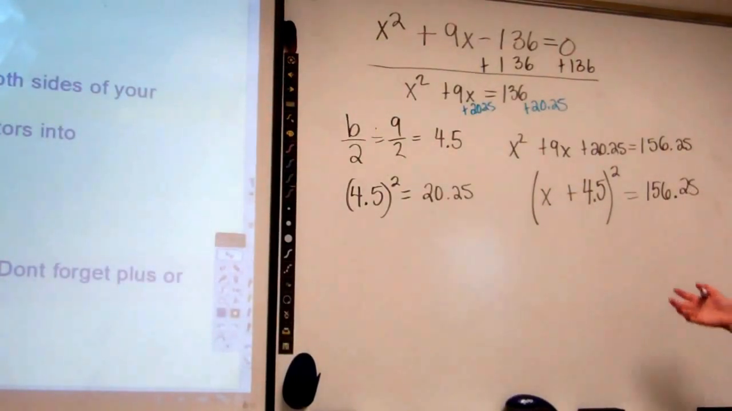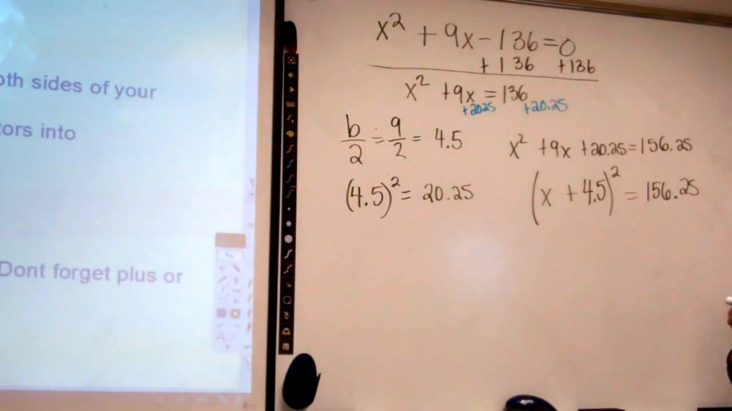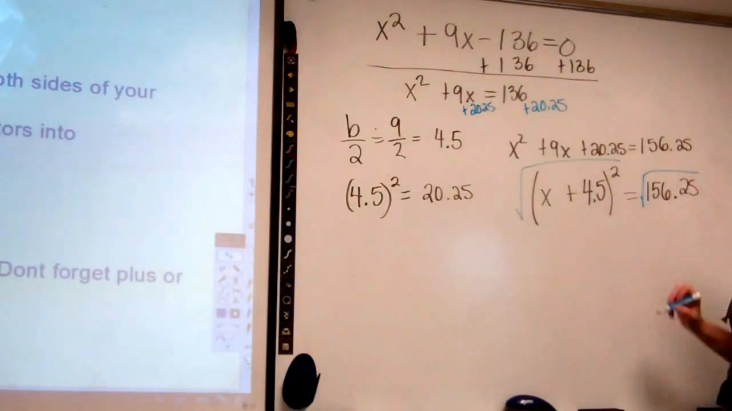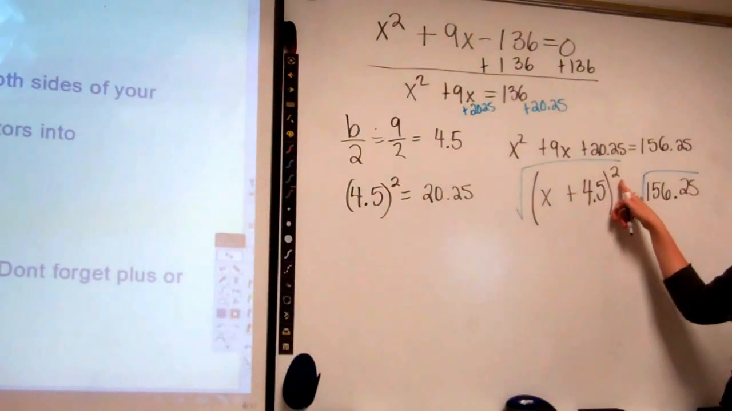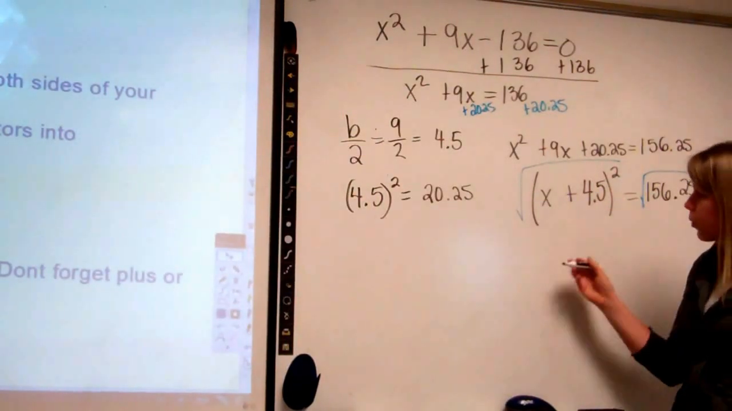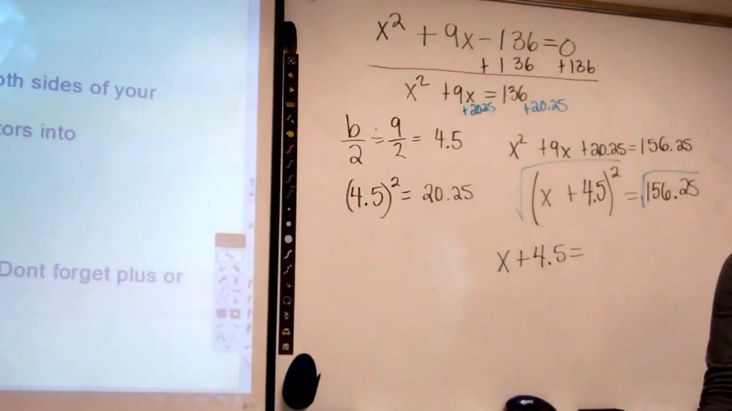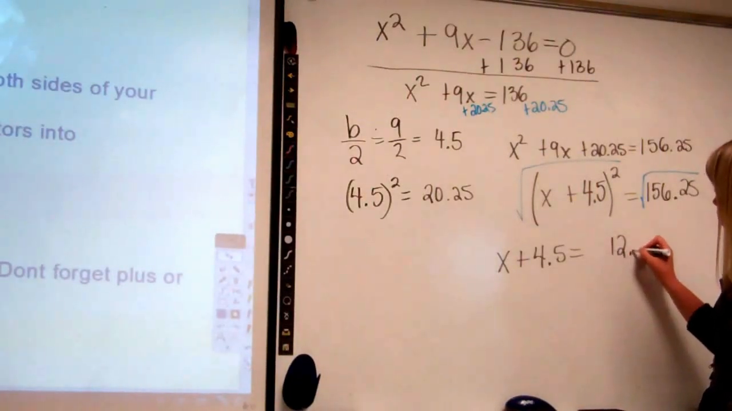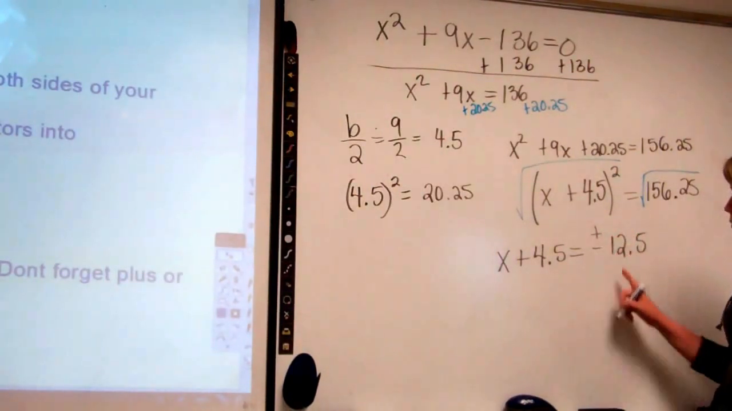Then the next couple of steps are just solving for x. In order to solve for x, we're going to take the square root because that undoes the squared function. If I take the square root of one side, I have to take the square root of the other side. The square root undoes the squared, so all I'm left with is x plus 4.5 equals, and then you also want to take the square root of 156.25. When I do that in my calculator, I get 12.5. The directions say also don't forget the plus or minus, so it's plus or minus 12.5.